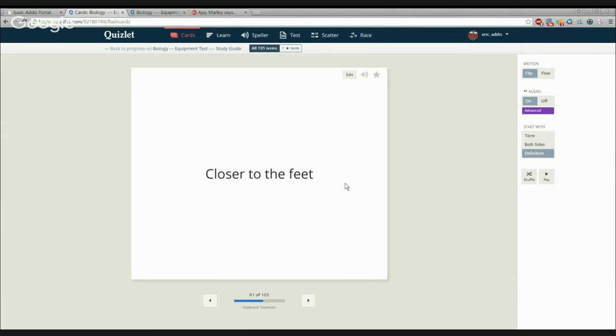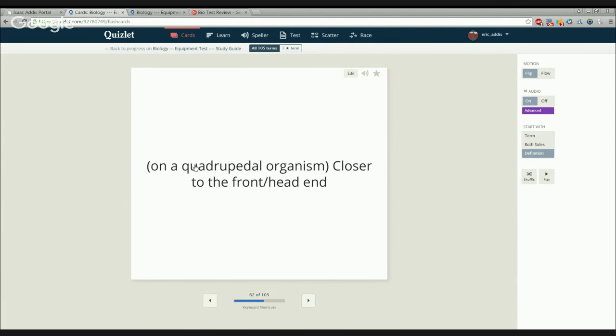In this case, it's going to be the opposite of superior, which is inferior. And on a quadrupedal organism, it's going to be closer to the front or head end. Do any of you guys here have a dog or cat? Yeah, I do. All right. So your dog is quadrupedal. Can you guess what quadrupedal means? Four-legged?